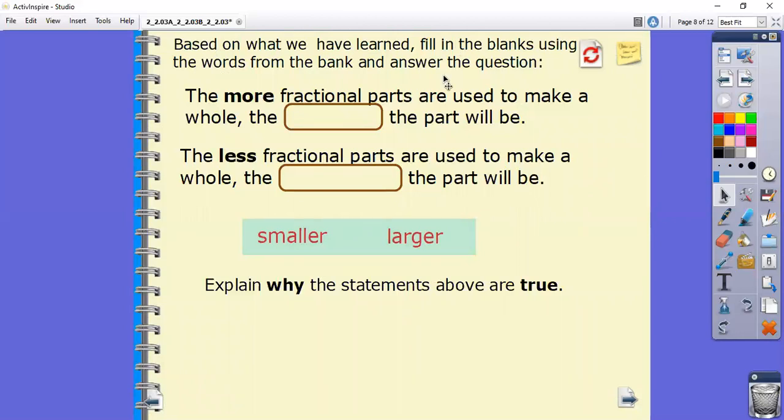Okay, so the more fractional parts are used to make a whole, the smaller those parts are. My word doesn't want to stay there. The more pieces I have, the smaller they are, and the less pieces I have, the larger they are. And I don't know why those words don't want to stay there, but I promise you those are true. If I have more pieces, the smaller they are. The less pieces I have, the larger they are.